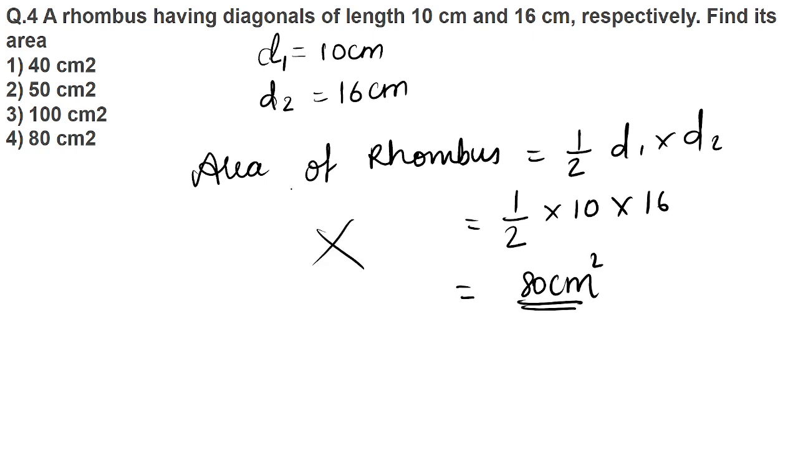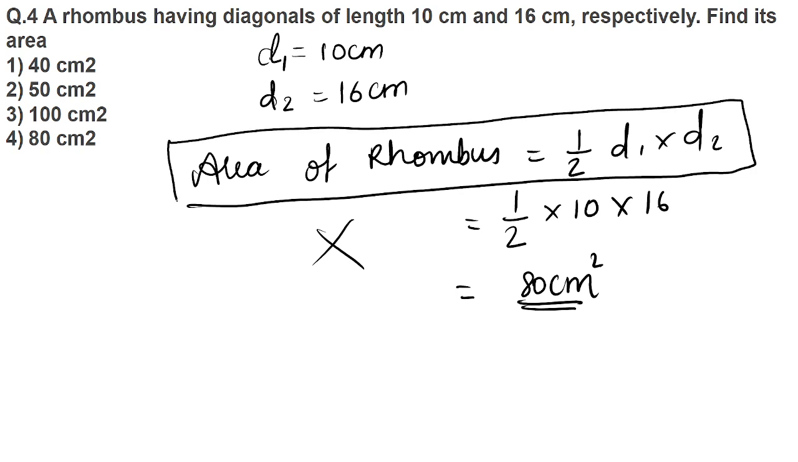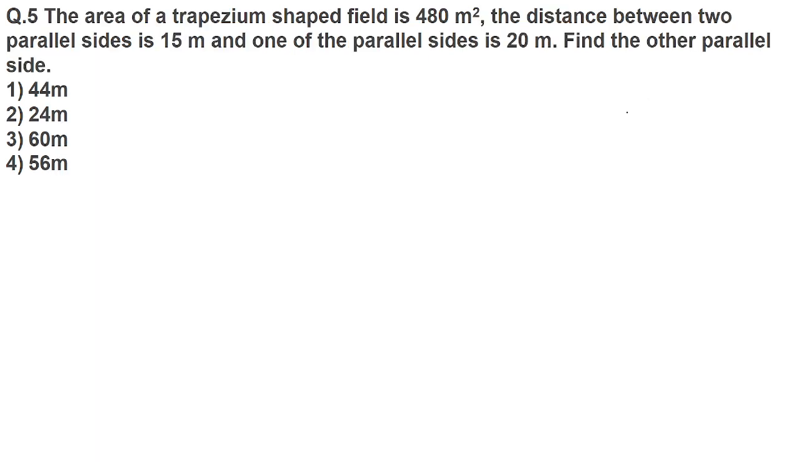Calculation is not important. We can do it. What was important for this specific question? We should know the area of a rhombus if two diagonals are mentioned to you. So this is half of D1 into D2. I hope you have got this formula.